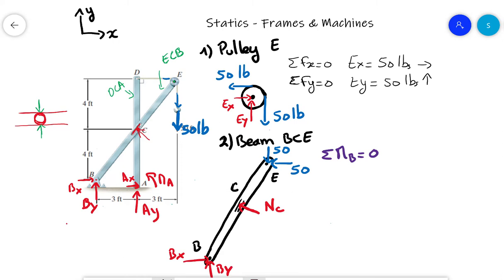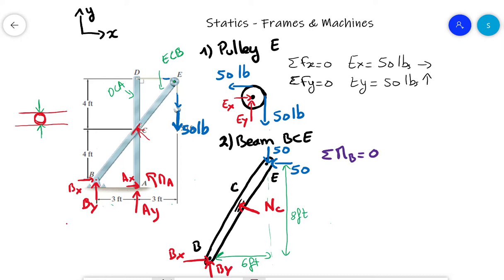Okay, so for the 50, what we need is this horizontal distance because this first 50 is vertical. So this is the 3 plus 3, that's 6 feet. For the horizontal 50, we need the vertical distance. Remember that the distance should always be perpendicular to the line of action of your force. So this is the total of 4 plus 4, that's 8 feet.